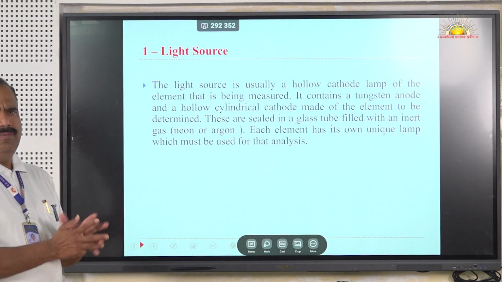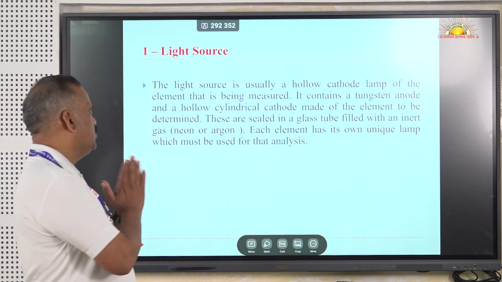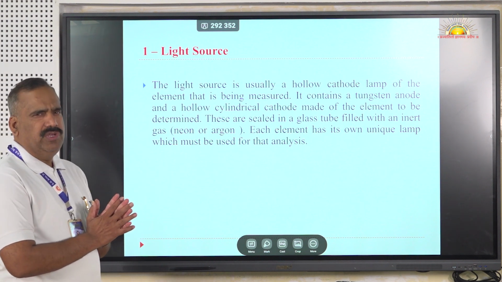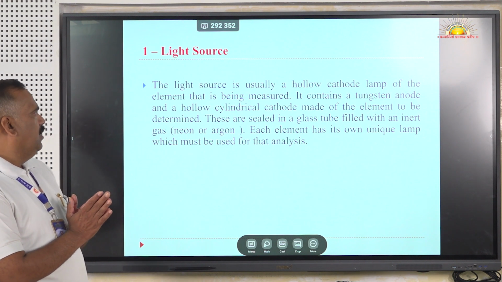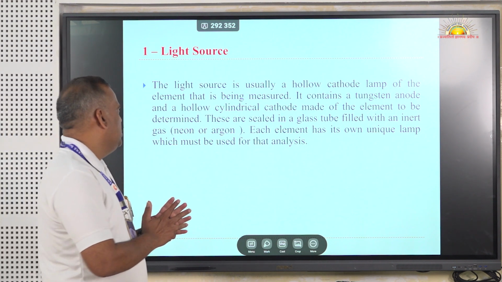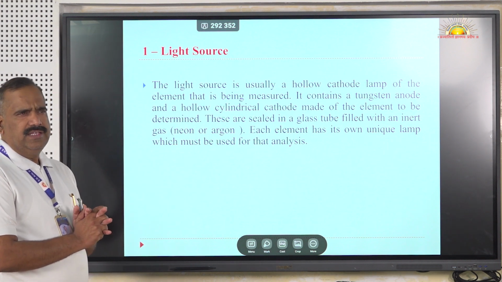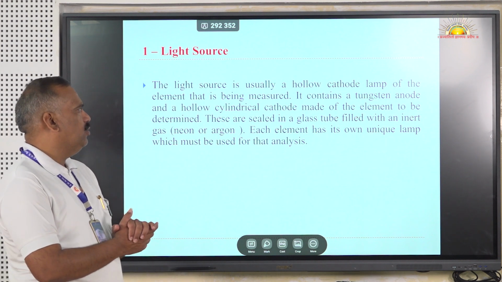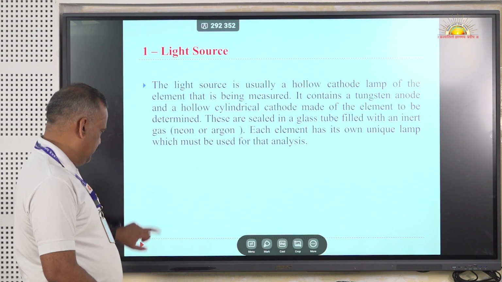The first component of AAS is the light source. Generally, the light source is a hollow cathode lamp of the element that is to be measured. That means it contains a tungsten anode and a hollow cylindrical cathode made up of the element to be determined. These are sealed in a glass tube filled with inert gas. Generally, the inert gas is either neon or argon. Each element has its own unique lamp which must be used for the analysis.